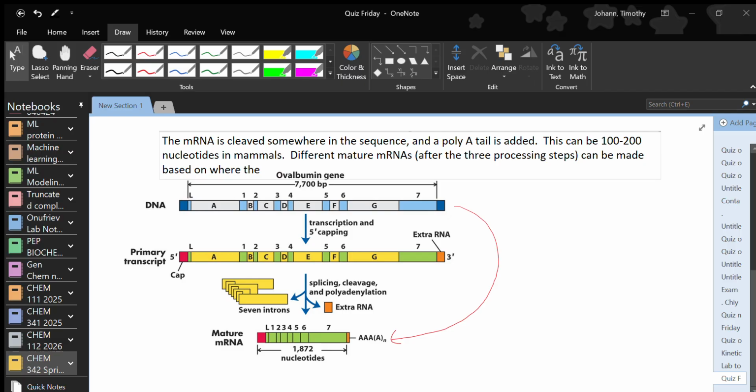So it's based on where the mRNA is cleaved for the poly A tail.